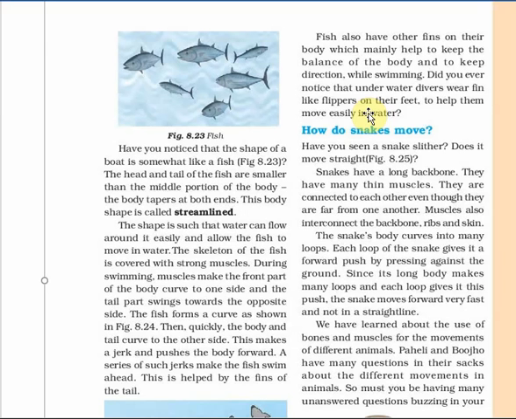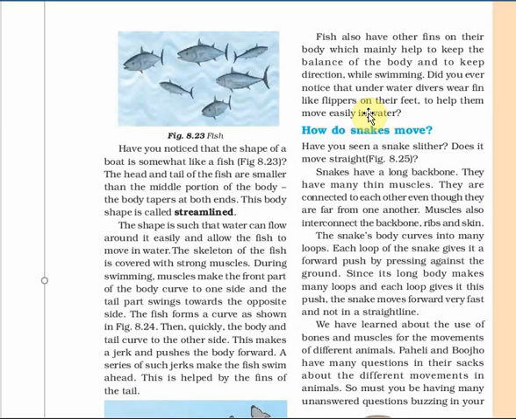During swimming, these muscles make the front part of the body curve to one side and the tail part swims towards the opposite side. I had already clearly explained, but you can see the picture of how the fish is swimming and how its body movement takes place.